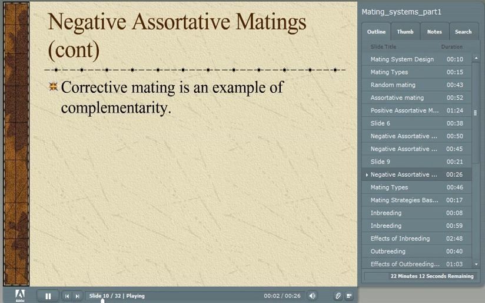Negative assortative matings are also a good example of a phenomenon we call complementarity. And the easy way to remember this is we're really trying to take advantage of complementary attributes in the male, or the sire, and the dam of the next generation of individuals within our herd or our flock. So it's a corrective mating, and it's a good example of complementarity.